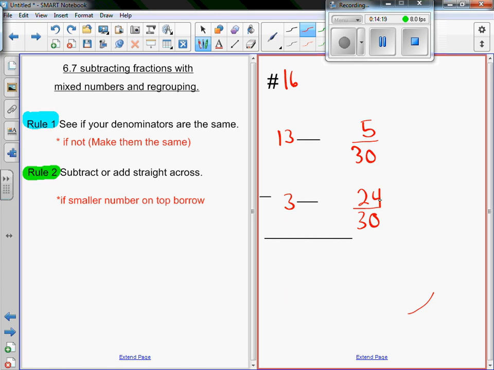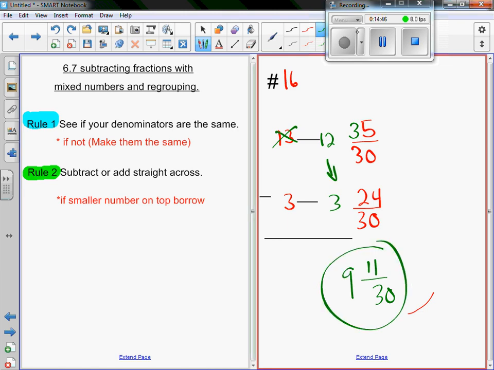Next step, 5 is too small to take 24 away from it, so I need to change 13. I'm going to borrow. That 13 is now going to become 12. And I have to add 30 to the 5, which makes it 35. 35 minus 24 is 11 over 30. Now I subtract my 12 minus my 3. 12 minus 3 is 9. And that is the answer.